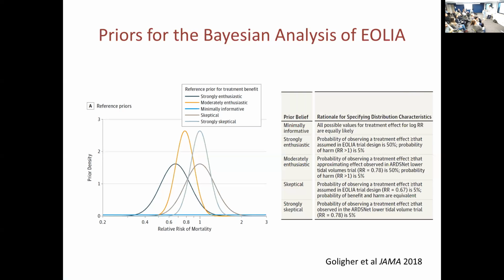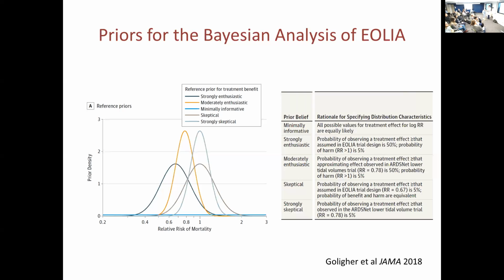I basically want to spend a couple minutes explaining how we specify priors for the Bayesian analysis of the EOLIA trial. So this was a complicated problem, and part of the reason it's complicated is because ECMO is one of those things that generates a wide spectrum of beliefs. There are some people who strongly believe in the technique. There are other people who are extremely skeptical given the cost and resource-intensive nature of the technique.